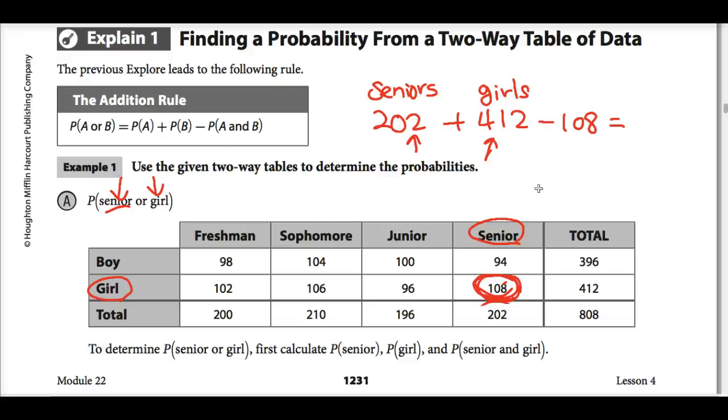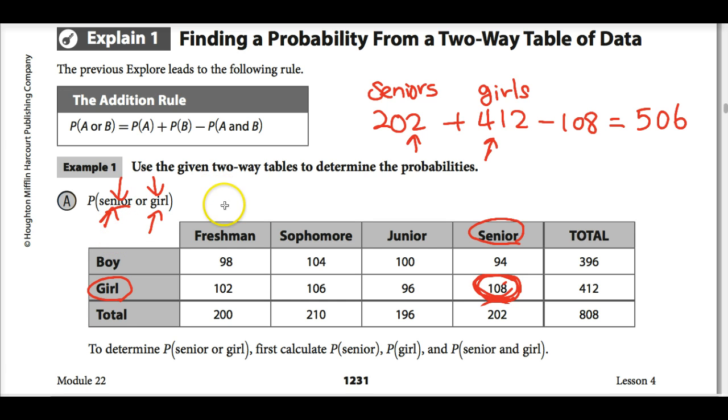And I got 506, okay? So you know what? The probability that a student is a senior or a girl, what that means is you could be a boy and a senior and they will still count you because they're looking for seniors. But if you are a boy and you're a freshman, they're not counting you. If you're a girl and you happen to be a freshman, that's okay. They're still counting you because you're a girl. You have to be either a girl or a senior. But if you're a sophomore boy, then you're not being counted, okay?